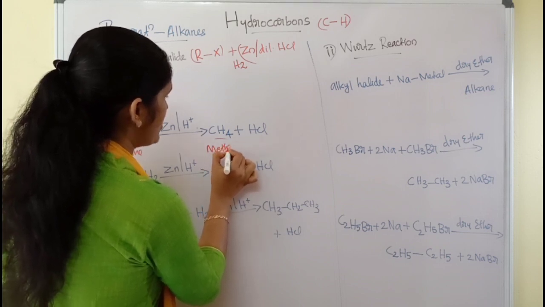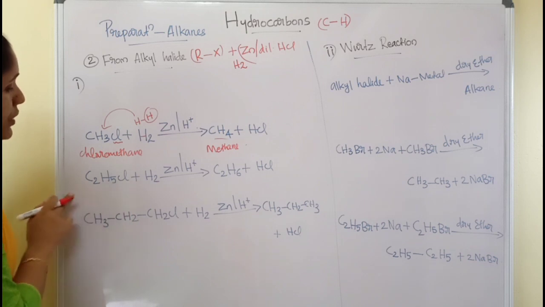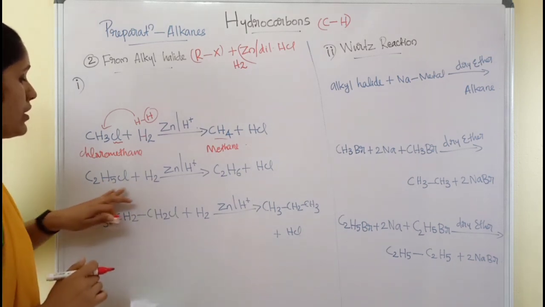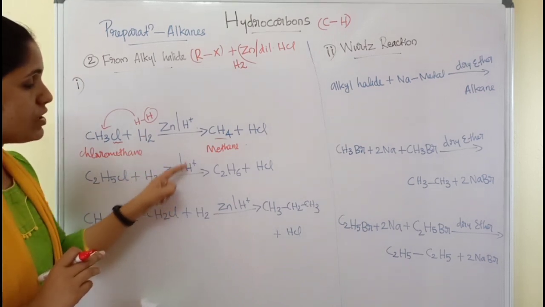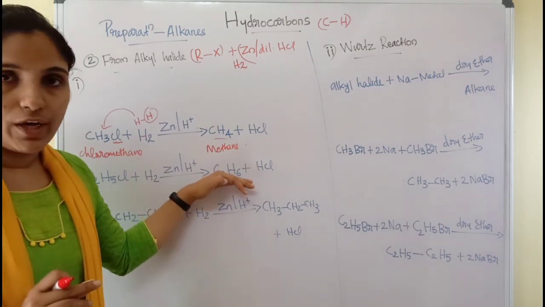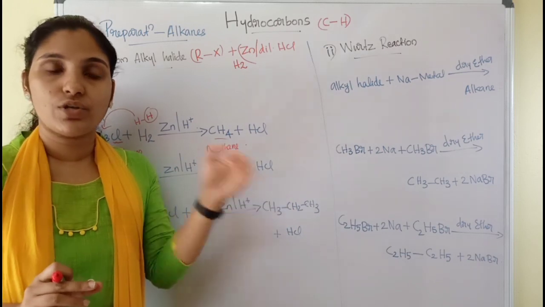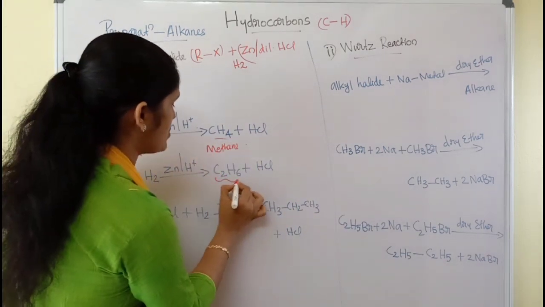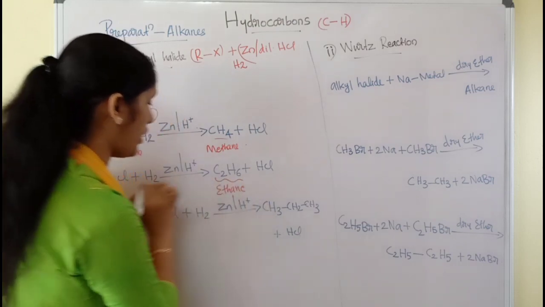What is the compound? It is methane we will get. Second one is ethyl chloride, C2H5Cl. This is ethyl chloride, an alkyl halide, combines with dihydrogen in presence of zinc and HCl. Corresponding alkane will be obtained. Ethyl chloride on addition of dihydrogen in presence of zinc and HCl turns to C2H6. This is what? 2 carbon, therefore this is ethane.